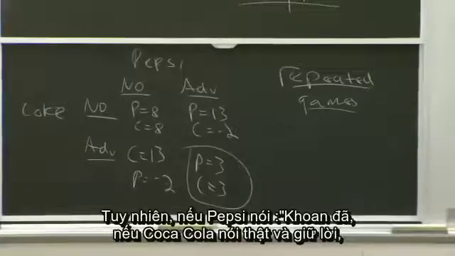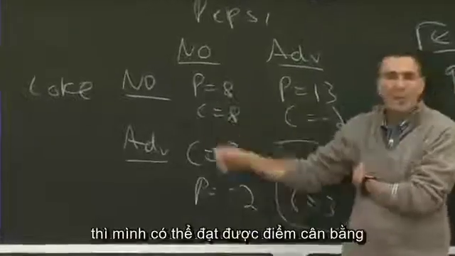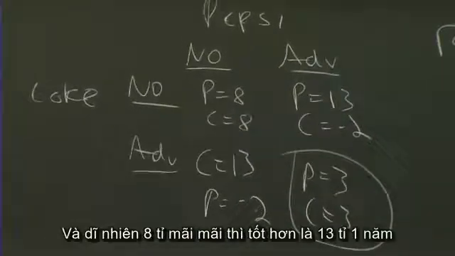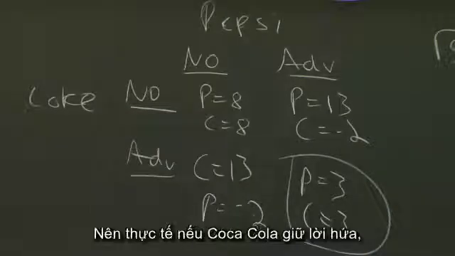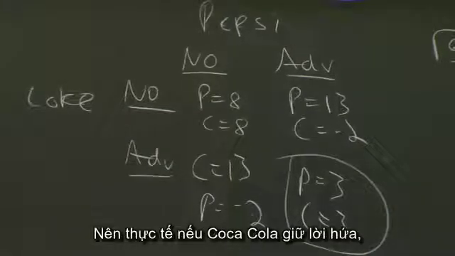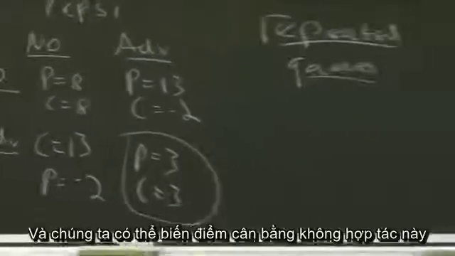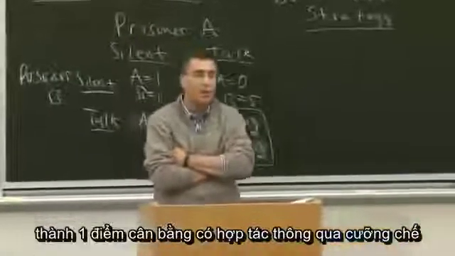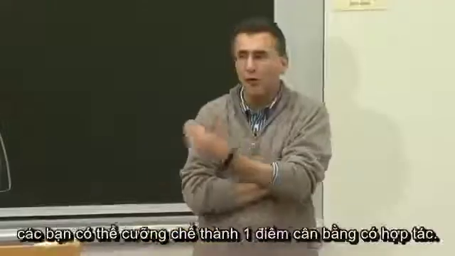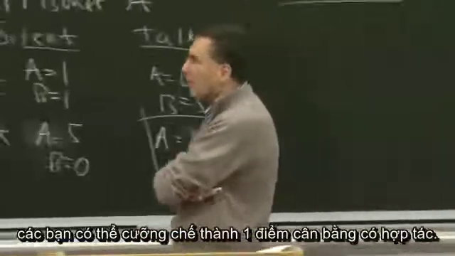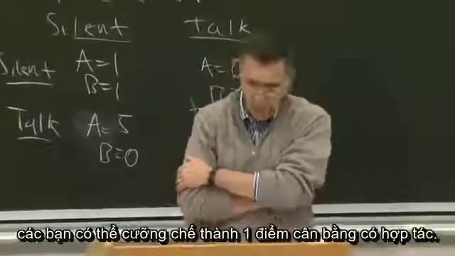However, Pepsi says, wait a second. If Coke's really right, honest, then I can get an equilibrium where we make 8 forever. And certainly 8 forever is a better deal than 13 one year and 3 forever. So in fact, if Coke's willing to live up to that promise, then that is a good deal. And actually, we can turn this non-cooperative equilibrium into a cooperative equilibrium through the enforcement of a repeated game. The fact that this game gets played over and over and over again, you can enforce a cooperative equilibrium.